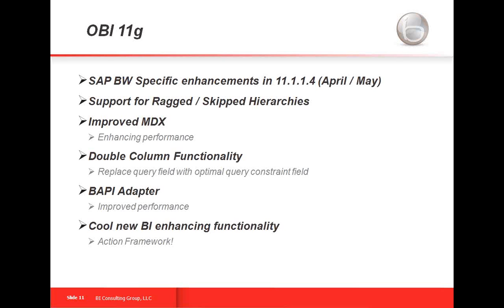And then lastly, of course, there's a lot of cool new BI enhancing functionality in 11G OBIEE, no matter what type of implementation you're doing. And one particular one that I happen to like is the action framework. The action framework basically allows additional action to be taken based off of results, based off of other conditional results, or allows a user to interactively, when they receive a report and want to take action on an item, direct it right from that report.